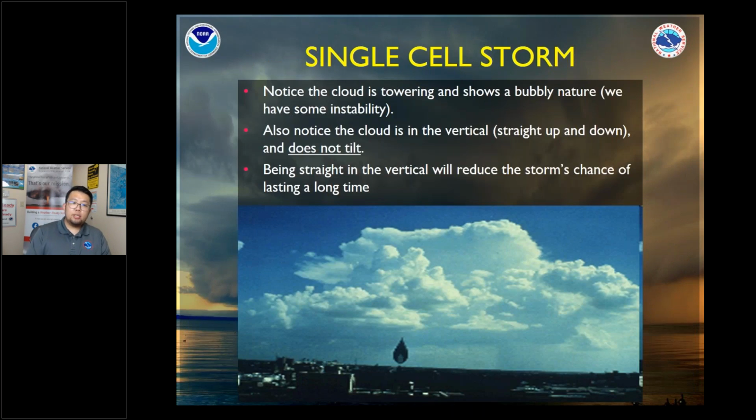So we'll go a little bit more into the single cell thunderstorm. Again, it's going to be one of those summertime thunderstorms that pops up, you get some lightning, get some heavy downpours, and then goes away. That's what we call a single cell thunderstorm or a pulse thunderstorm.